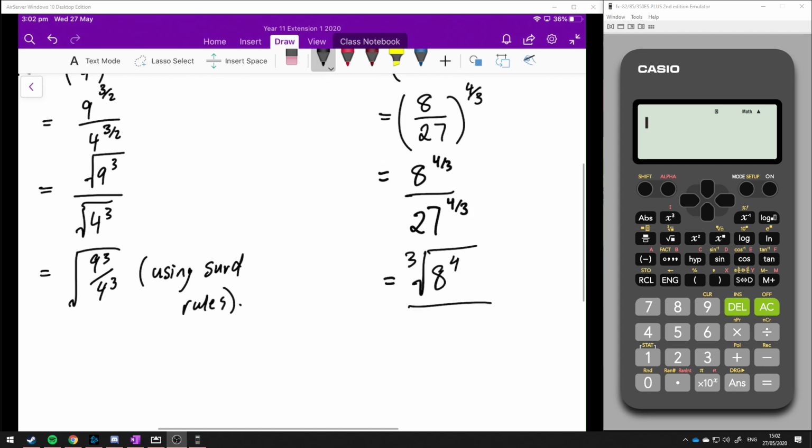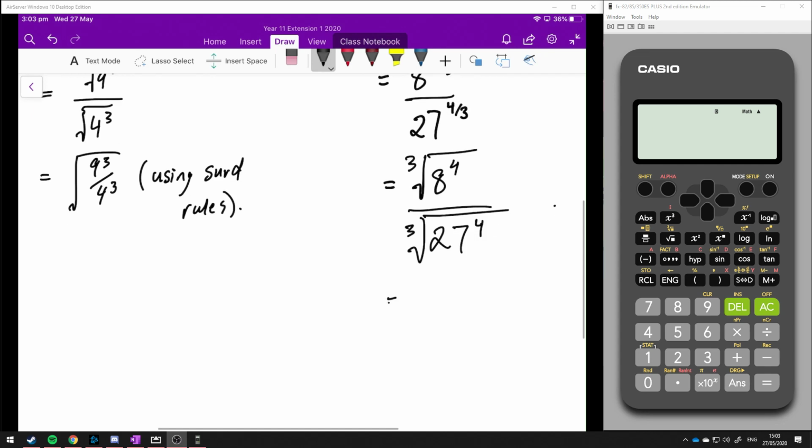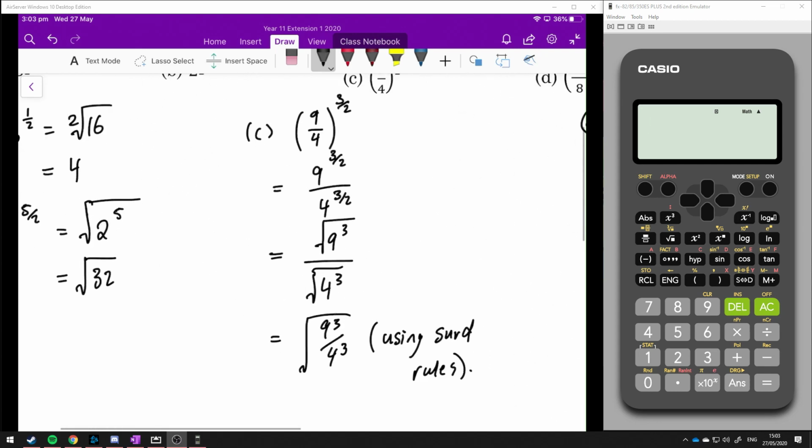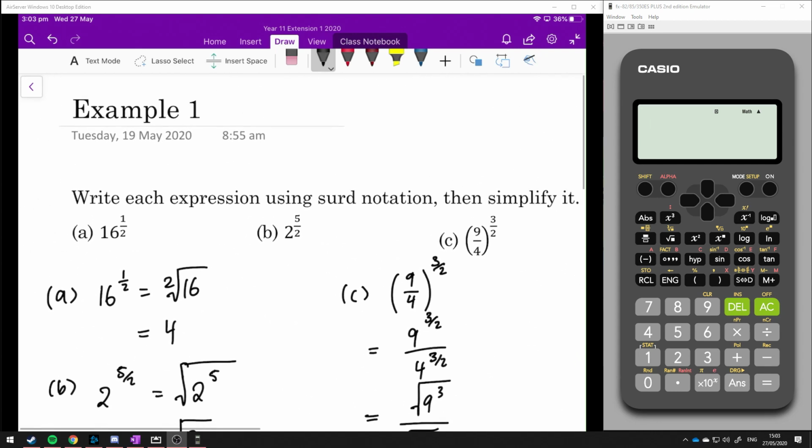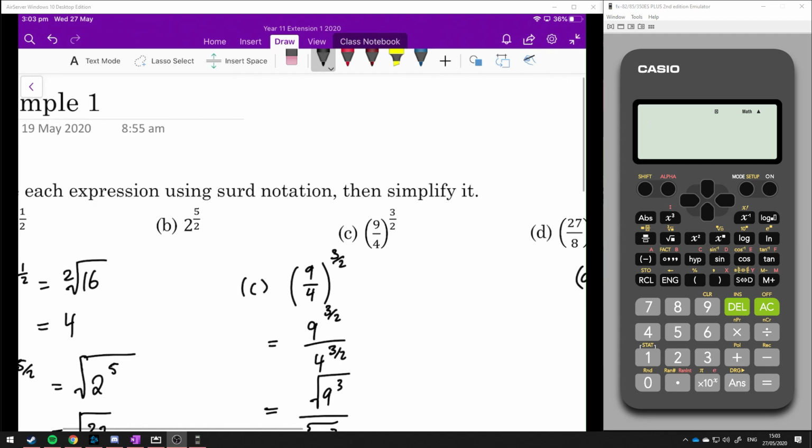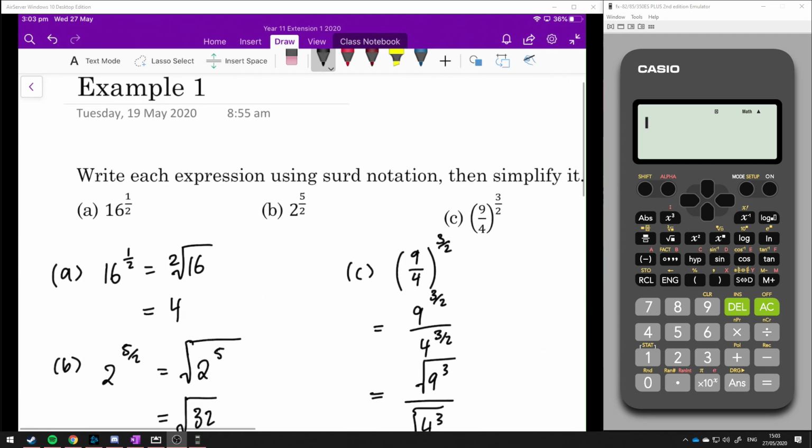Okay. We could expand this out even further and actually work out what 8 to the power of 4 and 27 to the power of 4 is, but we don't typically need to, but we can use that other third rule, and we can say, well, this is just the cube root of 8 to the power of 4 over 27 to the power of 4, okay, and we can leave it like that. That's all we would be required to do for these ones, okay, because we've removed all of the negative powers that we need to.